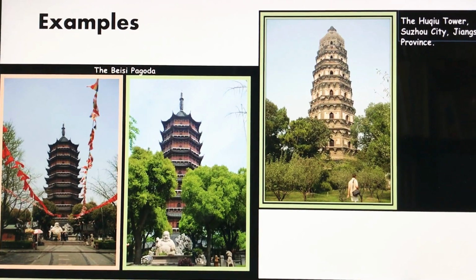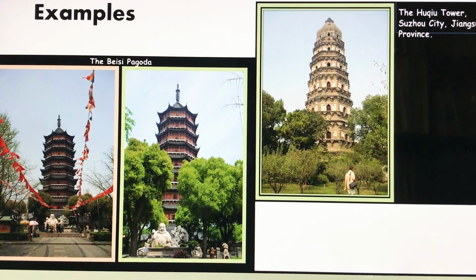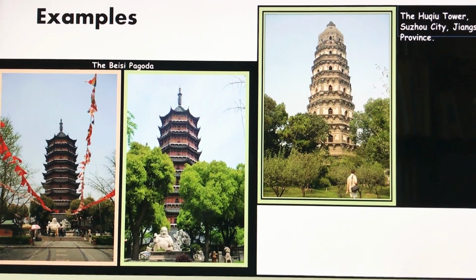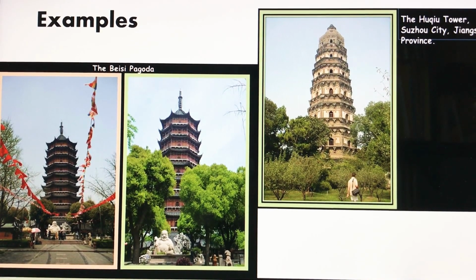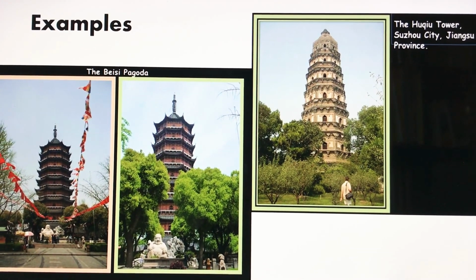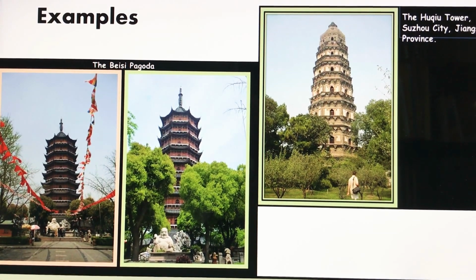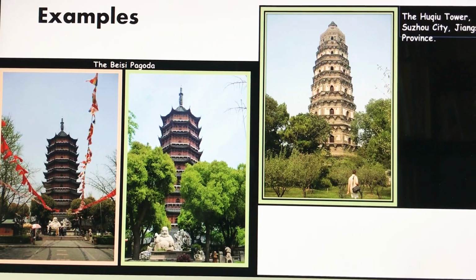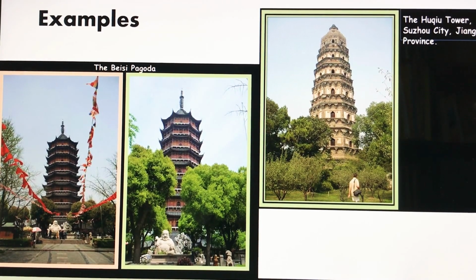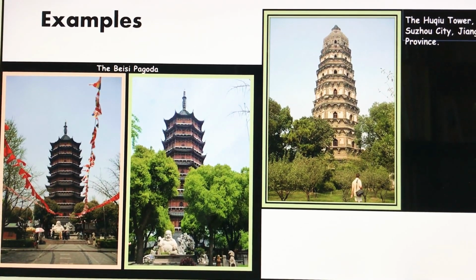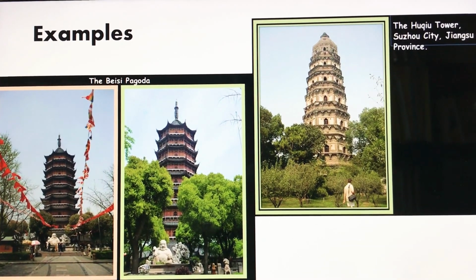I showed you in the slides before the one in Hangzhou, on the left. It's called the Beisi Pagoda, and you see the gigantic structure there. On the right, it's in Jiangsu province, Suzhou, also a tower. Often you see geometric shapes with a lot of hard angles, but if you go inside, there are also freeform shapes. Generally, though, this one is a geometric shape.